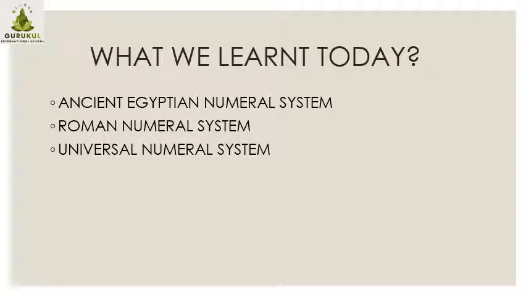Now what we learned today? The ancient Egyptian numeral system, which is in the form of symbols. Then the Roman numeral system, which uses English capital alphabets, not all, some specific alphabets like C, I, L, M, etc. Then the universal numeral system indicates specific symbols from 0 to 9, then onwards the combination of numbers. So I hope you have enjoyed this topic. At least I have enjoyed this. I hope you also have enjoyed.